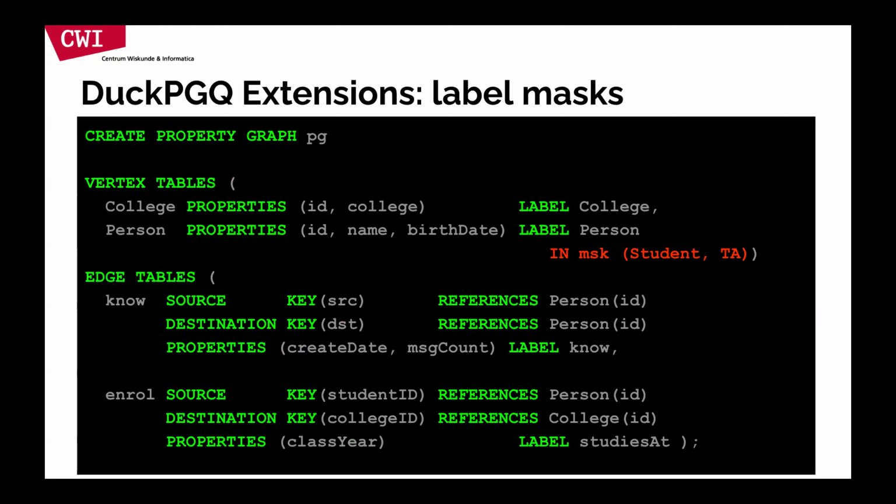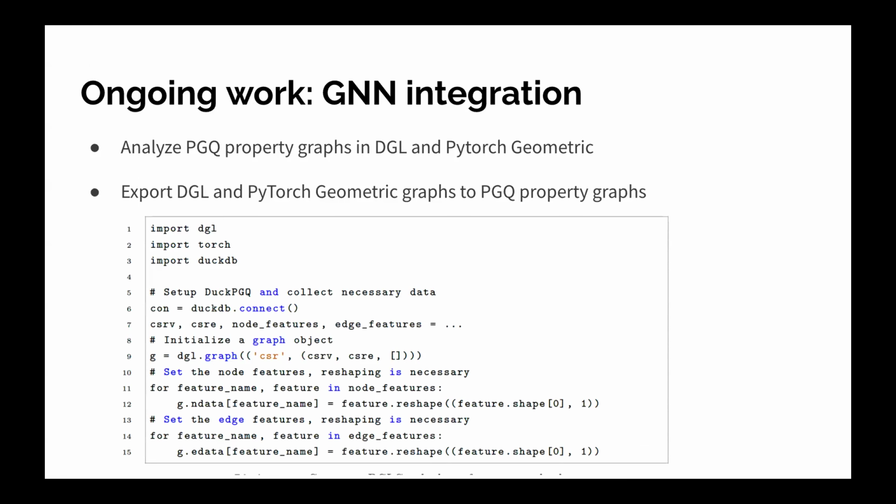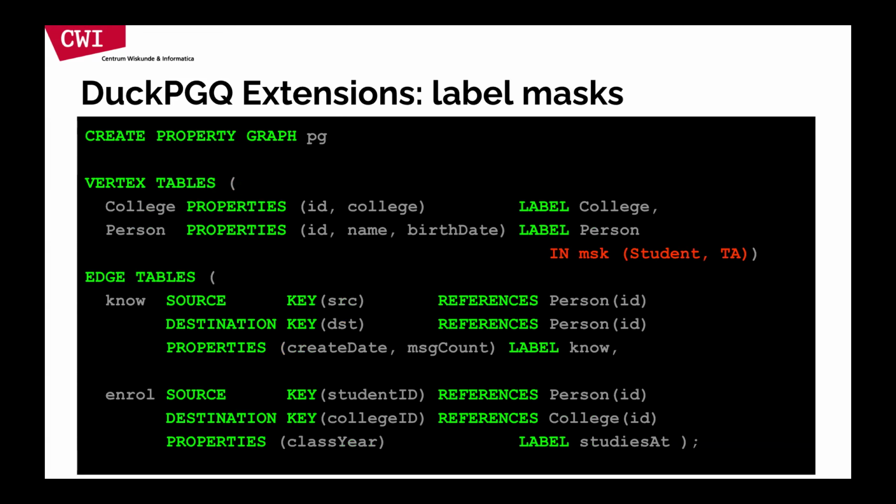We also have an extension in how we define labels. So here you see something like in mask there. So this is the statement. And this allows to have some kind of integer column that encodes the membership of the various labels. Because sometimes a vertex or an edge can be multiple things, like a person can be a student or a TA.